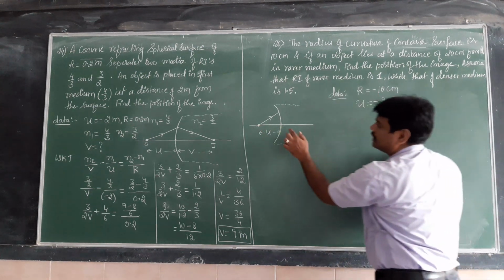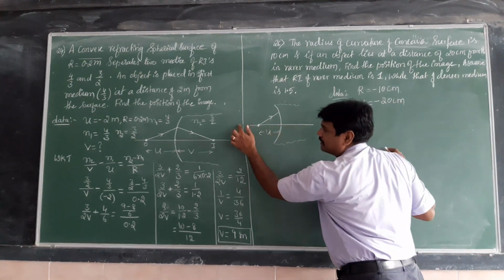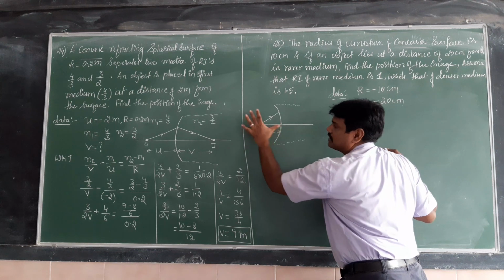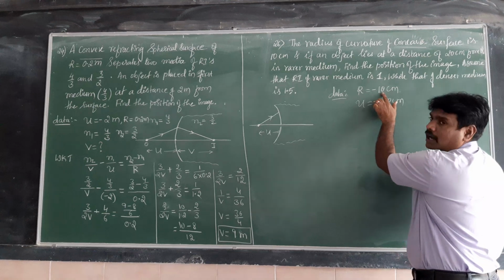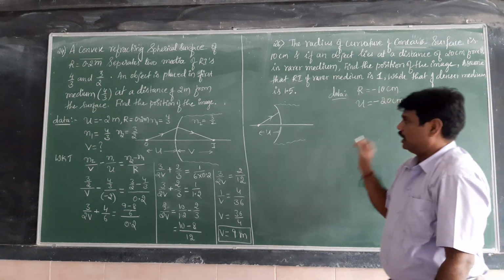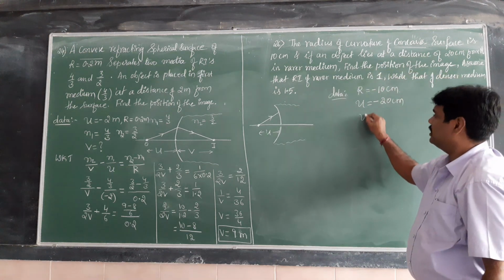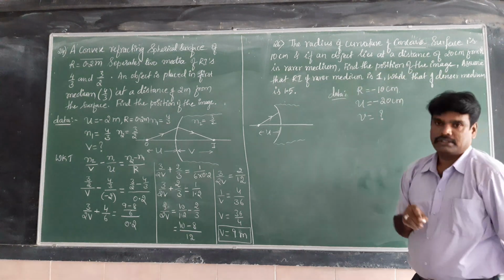And the radius of curvature is also measured against the direction of incident ray, because the center of curvature comes somewhere here. Center of curvature to surface is radius of curvature, r. Okay, both are negative in this problem. Find the position of the image. It means image distance we need to calculate.